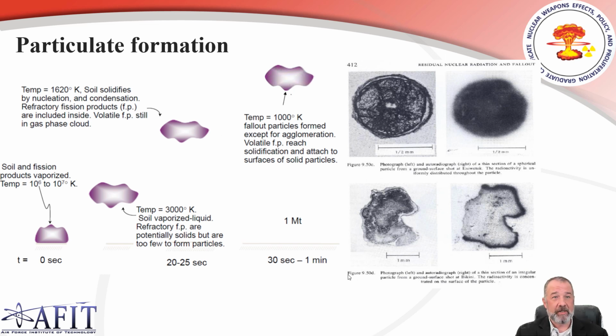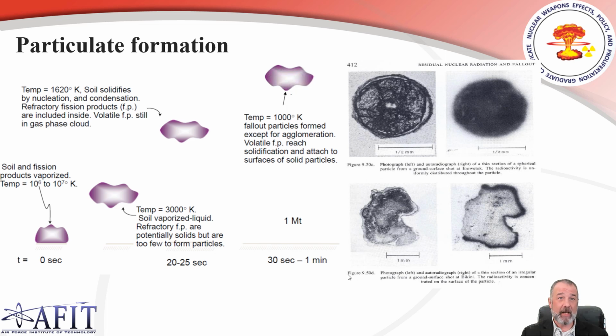So particulate formation. This is the stuff we actually see, that we actually think of when we think about fallout, which is radioactive bits, dirt, things like that. So we can see here at t equals 0 seconds, soil and fission products, this is stuff that we are absolutely vaporizing in the very early stages of our detonation. Once we get some cooling going on around 20 to 25 seconds, we're at about 3,000 K.